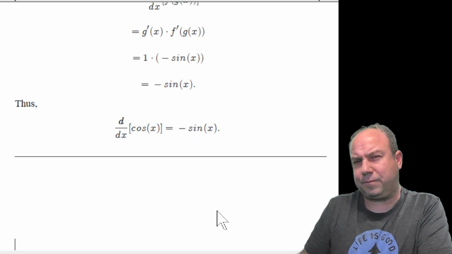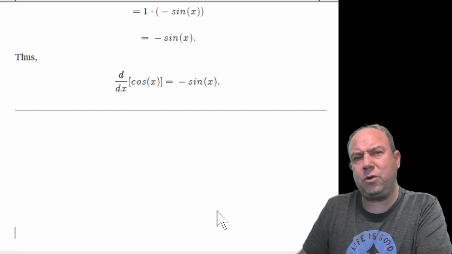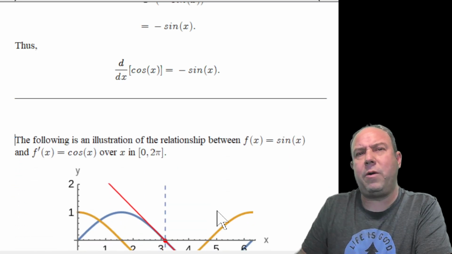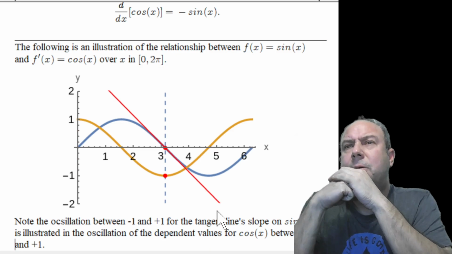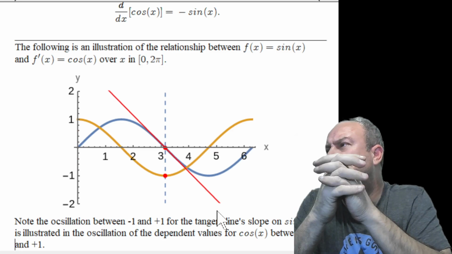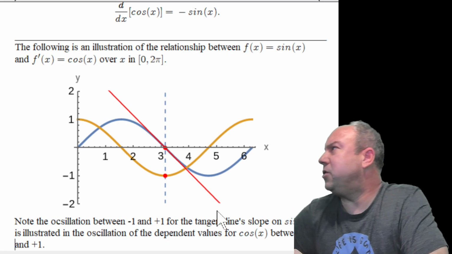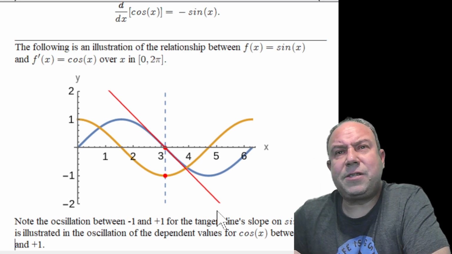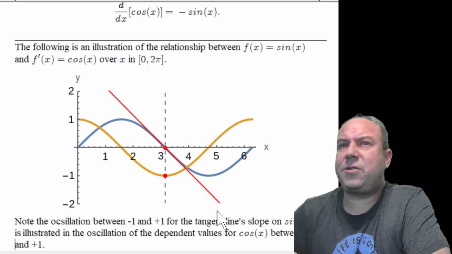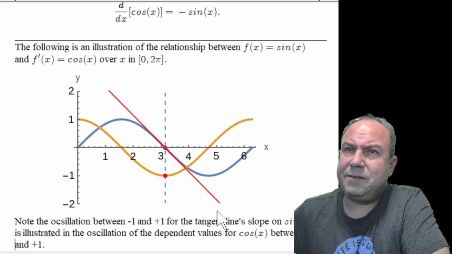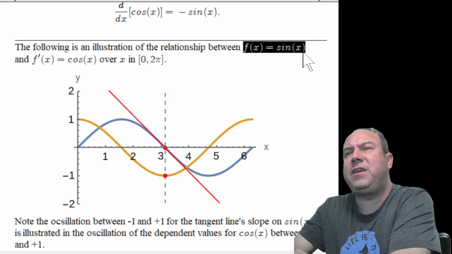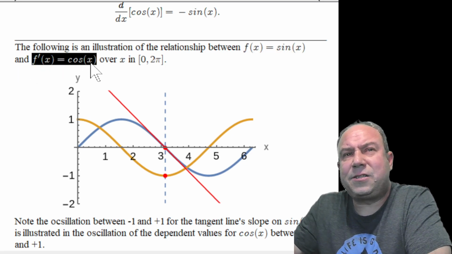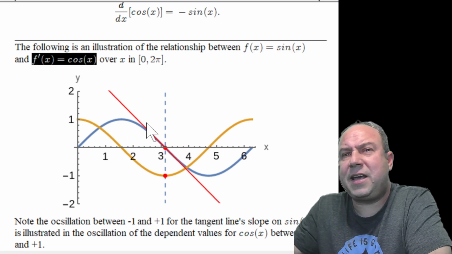Now, what do I look at next here? Oh, I look at a graph. I look at their graphical illustrations. What's interesting to look at with the graph of these two functions is how the slope of the sine is illustrated by the cosine. Here I'm just showing you the illustration between f equals sine x and its derivative f prime equal to cosine x in the static graph.